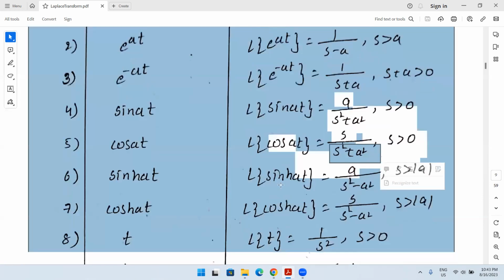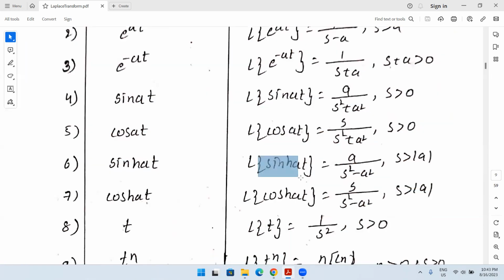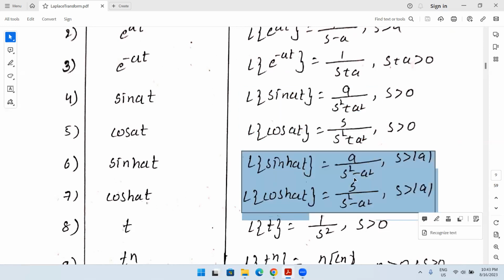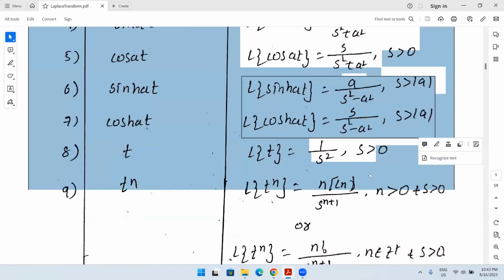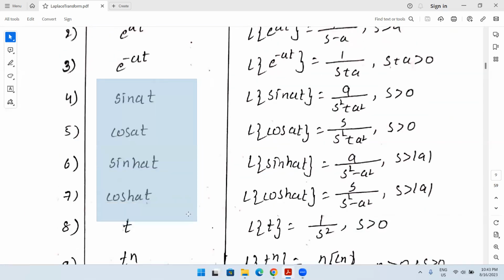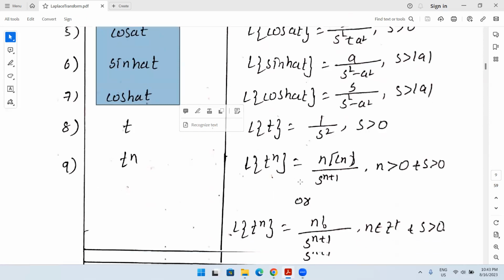The same way, sinh at and cosh at we shall see. Whenever we see sin, we get the numerator a, and whenever we see cos, we get the numerator s, whether it is trigonometric or hyperbolic. Sin means the numerator is a, cos means the numerator is s. But the denominator for trigonometric is s square plus a square. For hyperbolic, the denominator is s square minus a square. So these four are similar: sin at, cos at, sinh at, cosh at.